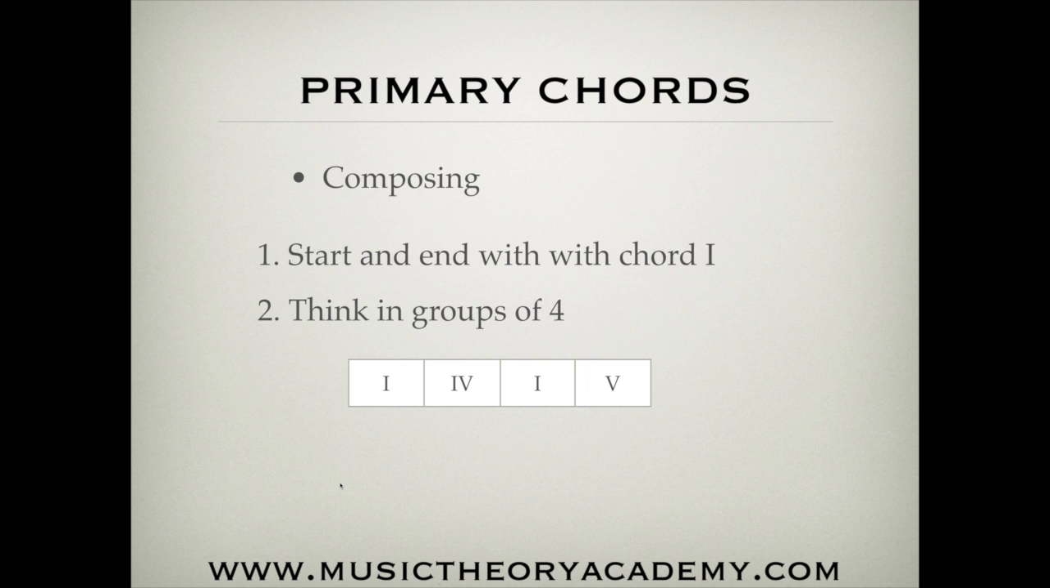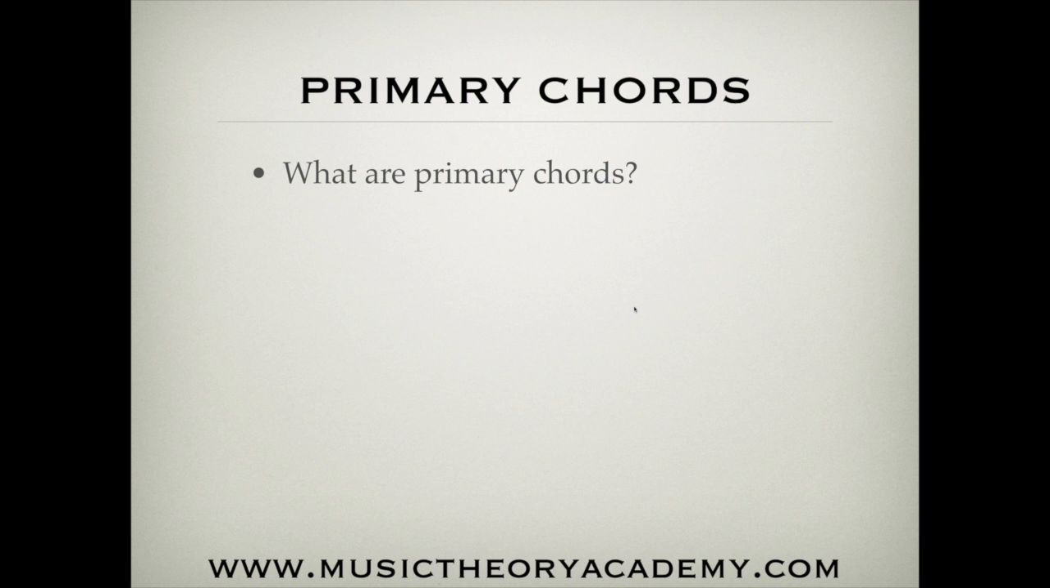Again, that will just help you give a sense of balance to it and a sense of it working. So here I've used chord 1, then chord 4, then chord 1, then chord 5, and then I've gone 1, 4, 5, 1. See how my piece begins on chord 1, ends on chord 1. Okay, I've done a few things in between, used different chords, but I've thought, let's think in groups of 4. So if you just start with those 2 points, start and end with chord 1, and think in terms of groups of 4, that will go a long way to helping you compose with primary chords.